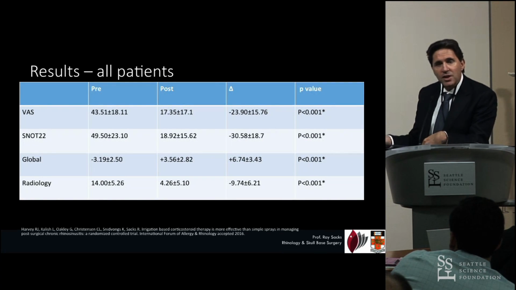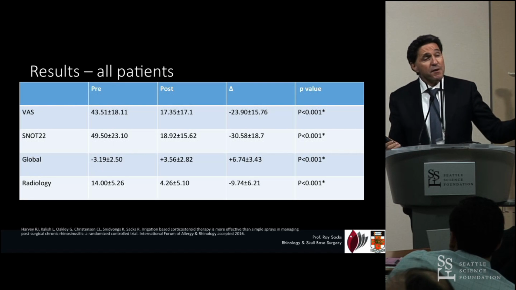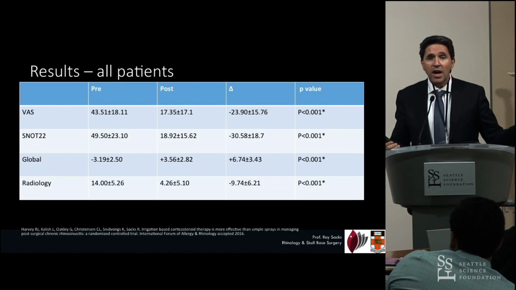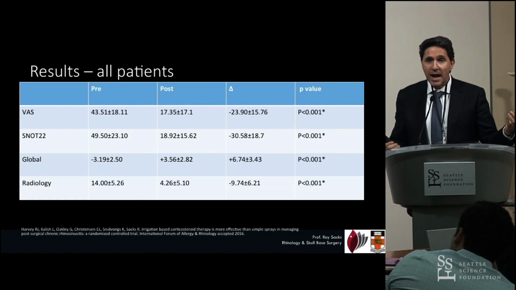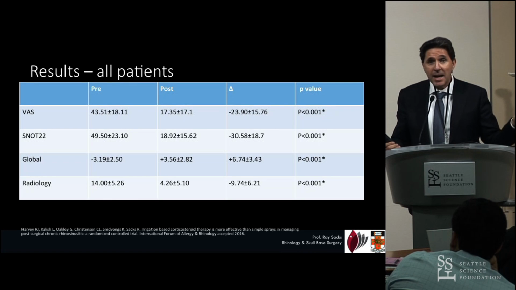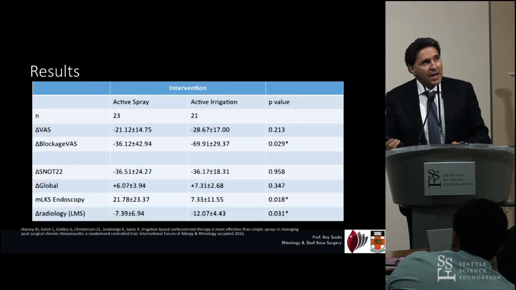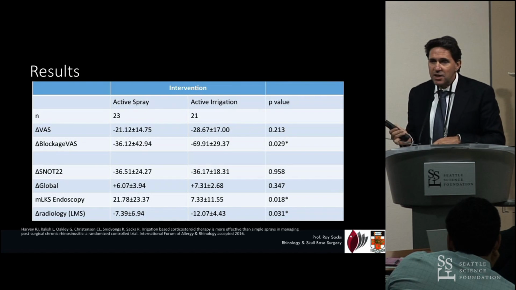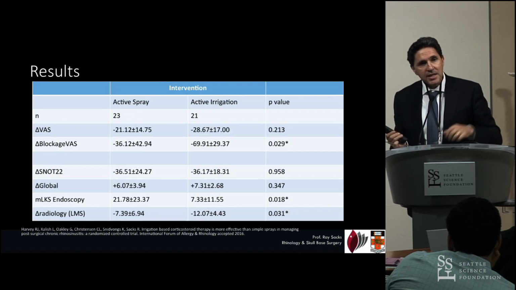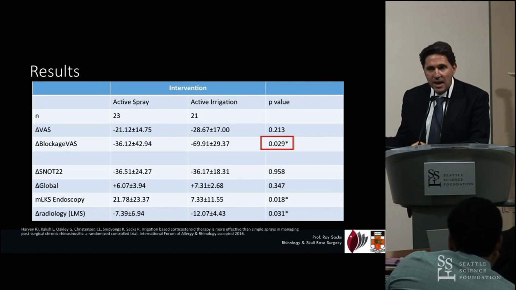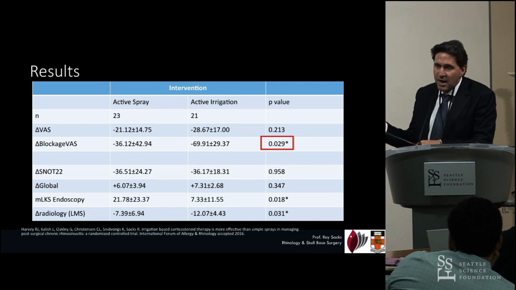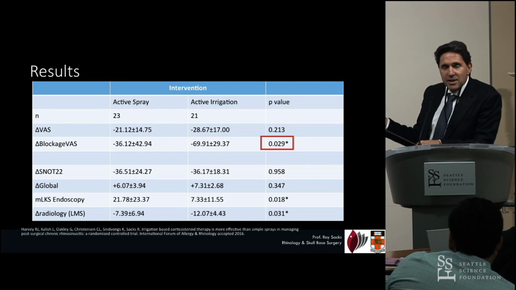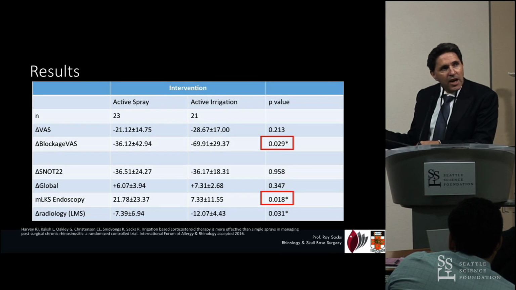What were our results? Well, what you can see is when we look at all patients, everybody actually did well, which just shows that surgery alone actually makes a difference. Surgery and a nasal spray made them better. Surgery and an irrigation made them better. But when we actually separated them out into those who'd had an active spray and those who'd had active intervention, the active irrigation actually did significantly better than those who just had the spray, particularly in 3 parameters: their change in their blockage scores, their change in their endoscopy scores, and their change in their radiology.